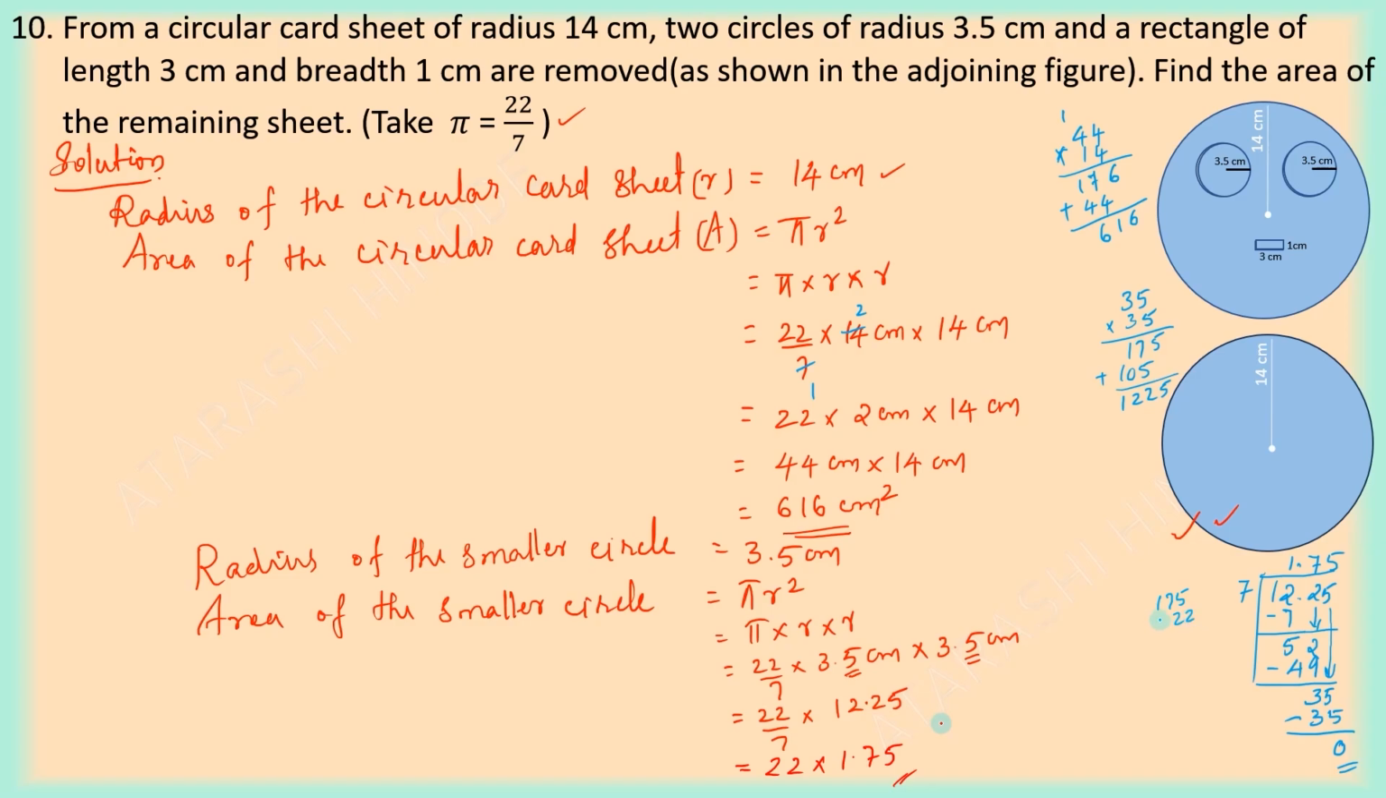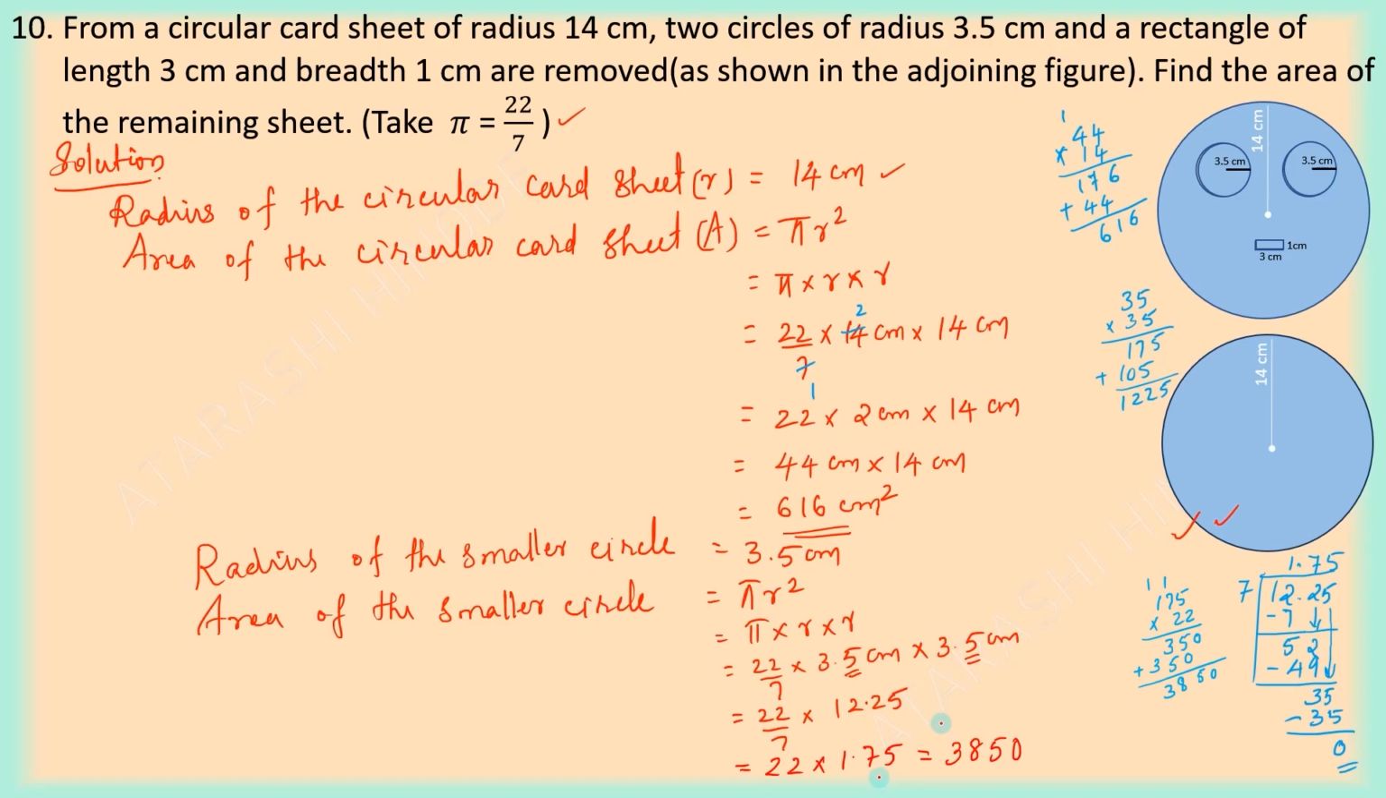175 multiplied by 22. 2 5s are 10. Remainder 1. 2 7s are 14. 14 plus 1, 15. Again 1. 2 1s are 2. 2 plus 1, 3. Here also we get the same. Adding 0, 5. 5 plus 3, 8. 3. That is equal to 3850. Now we have to put the decimal.